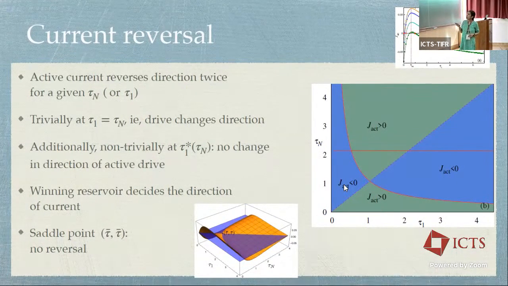So if I follow this red line, for a fixed τn, we start from the negative current and then it becomes positive and negative again. So here from this plot, this is the active current in the 3-dimensional plane. From here, you can see that there is a special point on this τ1 equal to τn line, which is a saddle point, which I'm calling τ bar. So if we pass through this point, either this way or that way, then there is no current reversal. This way, the minimum value of current is 0. That way, the maximum value of current is 0, but there is no reversal if you pass through that point.